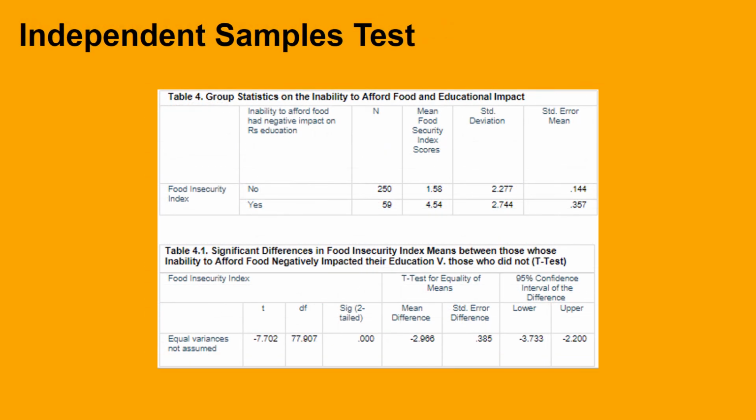And lastly, here we have Table 4, which shows an independent samples test, or a t-test, testing for the differences between mean food insecurity index scores and yes and no responses regarding the inability to afford food negatively impacting education. 250 students reported no, while 59 students reported yes to the inability to afford food negatively impacting their academic performance. The mean food insecurity index score of students who responded no was 1.58, equating to marginal food security. The mean score of students who reported yes was 4.54, which yields low food security.